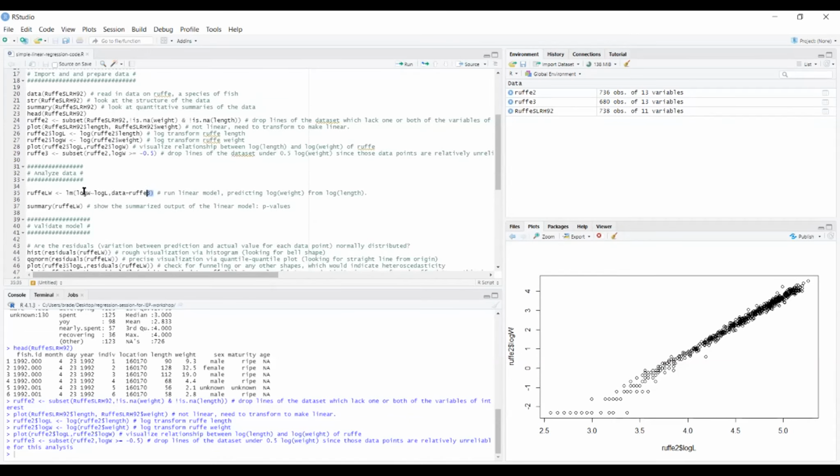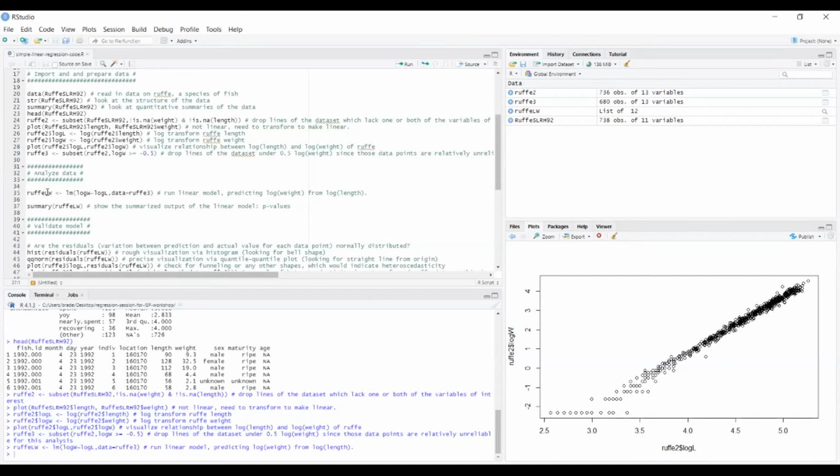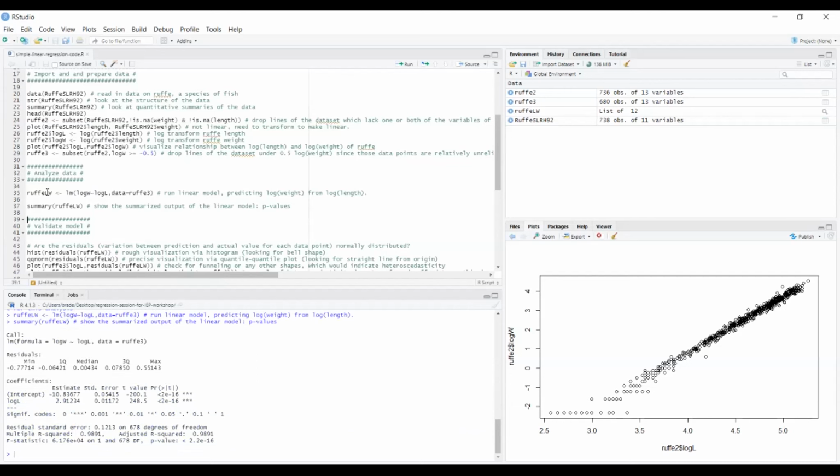Here I'm going to call a linear model in which we predict log of W, log of weight, by the log of length using our data set in question. We're going to call that model rough LW. And then let's look at the summary of that model.